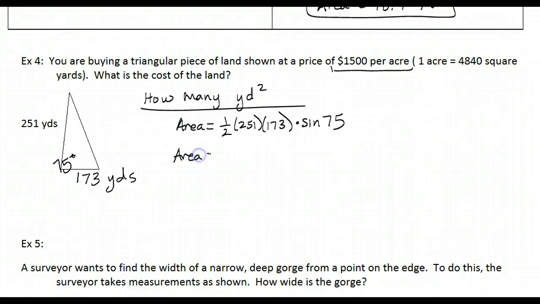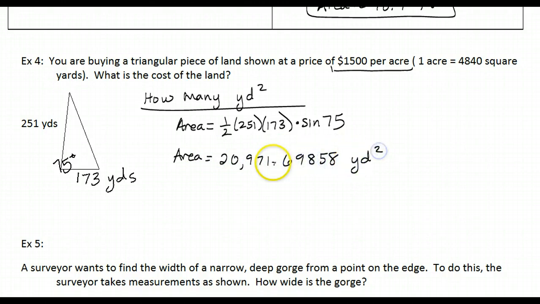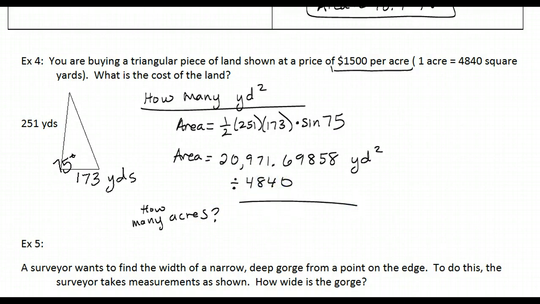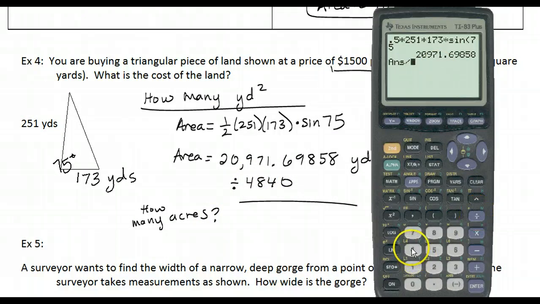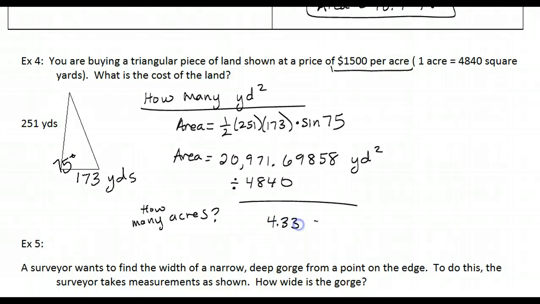For now, I'm just going to write that all out because it is a decimal that ends, and then I can have a more exact answer. All right, so 20,971.69858 yards squared. So that's how many yards. To figure out how many acres it says 1 acre is equal to 4,840 square yards. So I'm going to divide by 4,840 to figure out how many acres there are. And I already have that number in my calculator, so just divide by 4840. So 4.33 acres is what I'm buying here.